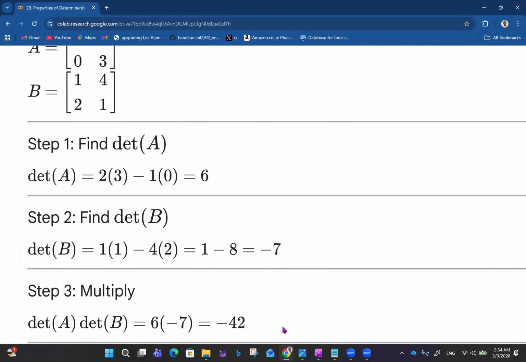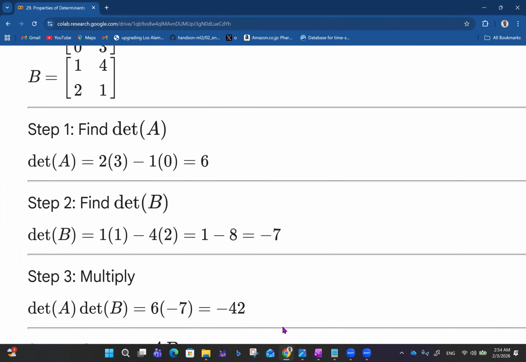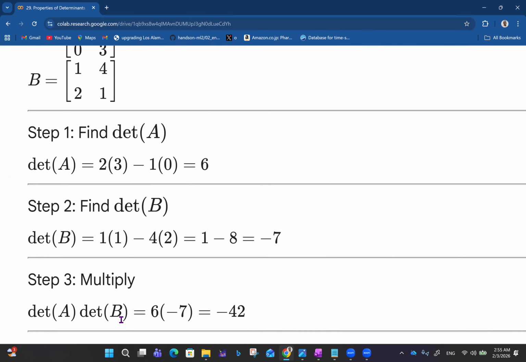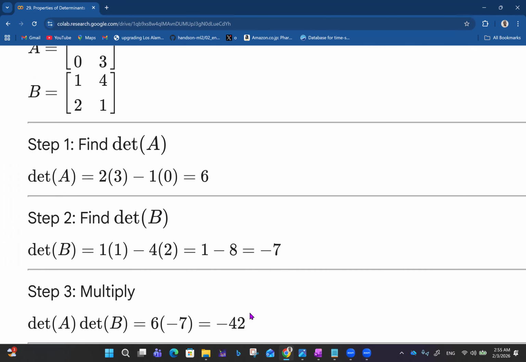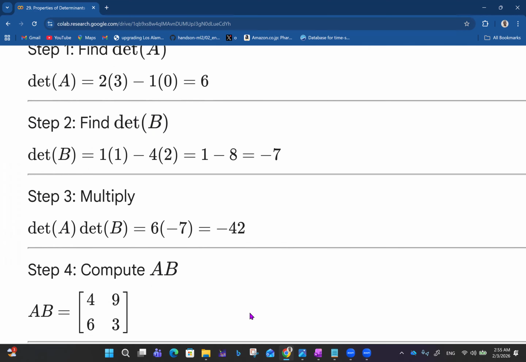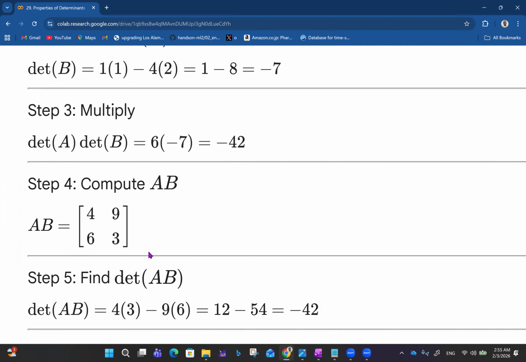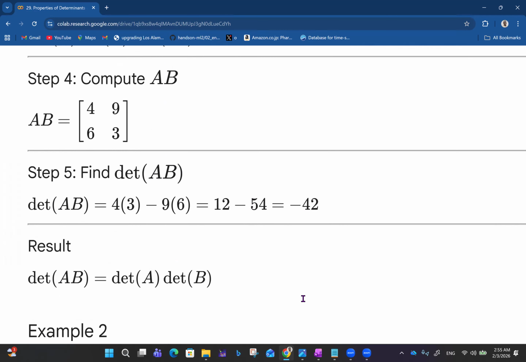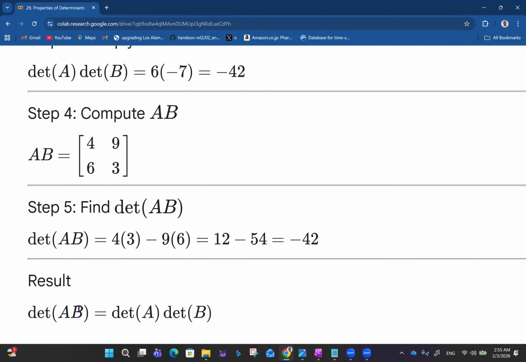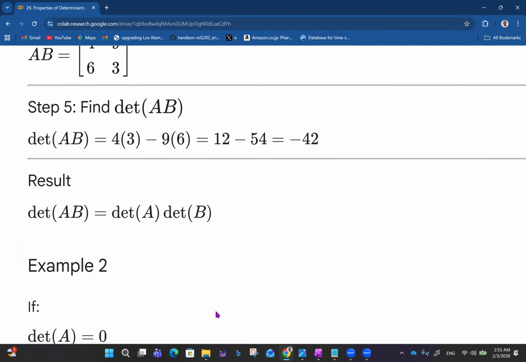Then the determinant of AB is going to be the determinant of A times the determinant of B. That's 6 times minus 7, which is minus 42, easily. But if you compute AB now, you get 4, 9, 6, 3 if you multiply the two together. To find the determinant of AB, that will be 4 times 3, 12, minus 9 times 6, 54, which is minus 42. So the result is actually true: the determinant of AB is equal to the determinant of A times the determinant of B.